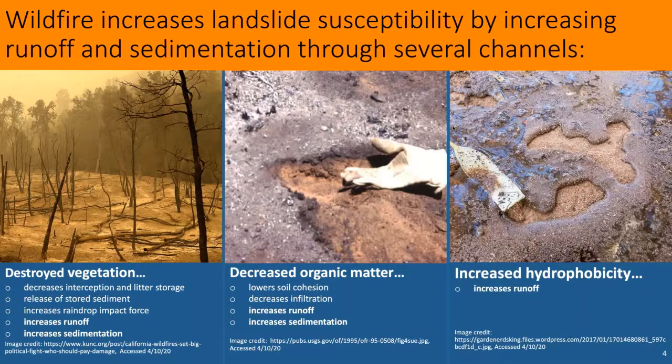And then finally, fire can create kind of a hydrophobic layer near the soil surface, which increases runoff because the water can't infiltrate. And all three of these things are increasing runoff, and they're increasing sedimentation. And if there's enough of that going on, then that can get to the point where it starts to create a debris flow or perhaps a slope failure.